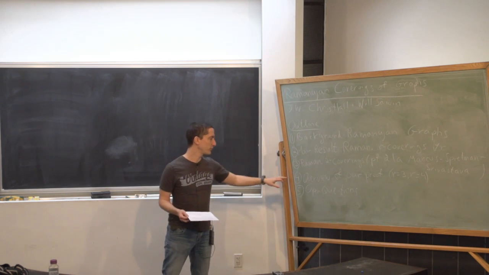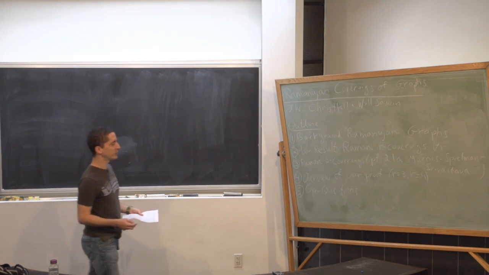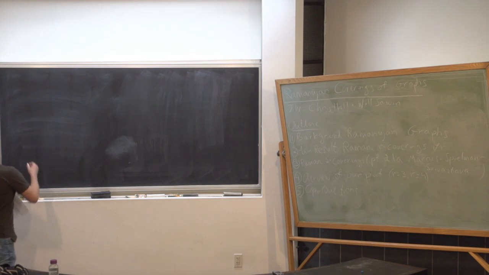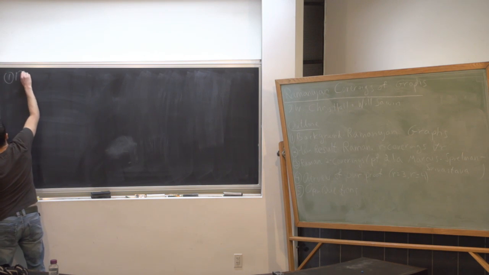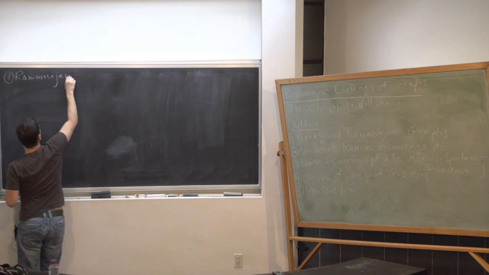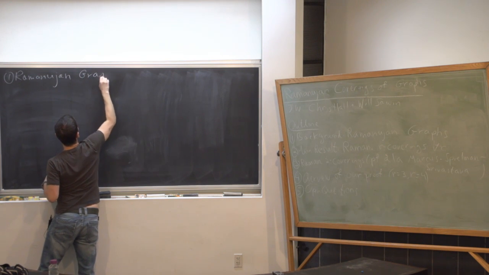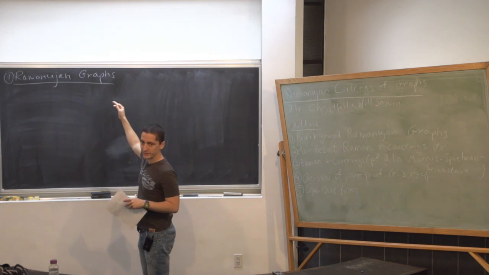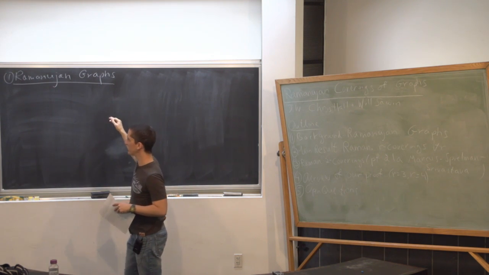And I will give an overview of our proof, and I will finish with some open problems if there is time. Okay, so I'll start with the background on Ramanujan graphs. So what are Ramanujan graphs? In one word, these are optimal expander graphs.